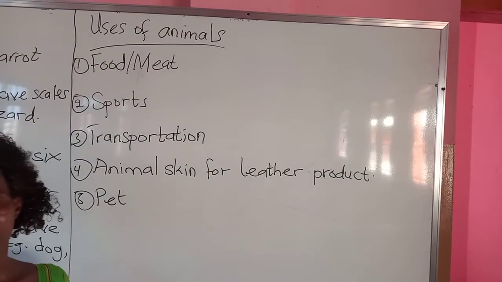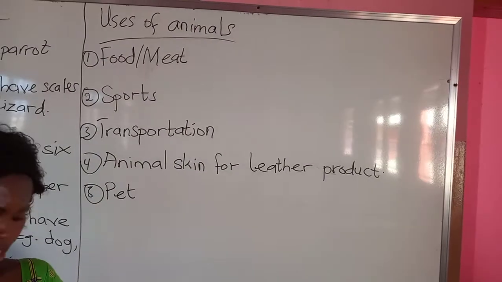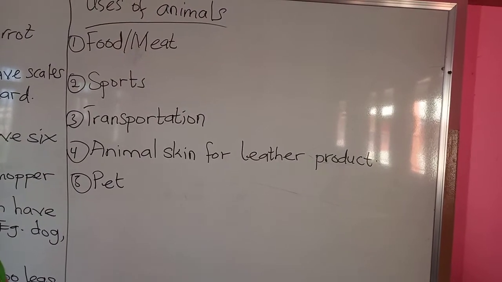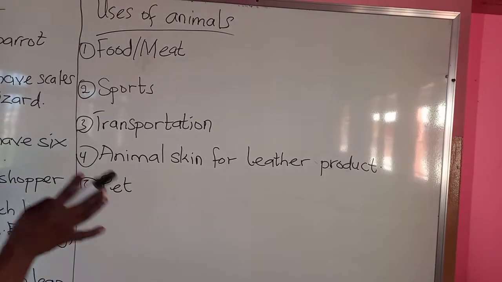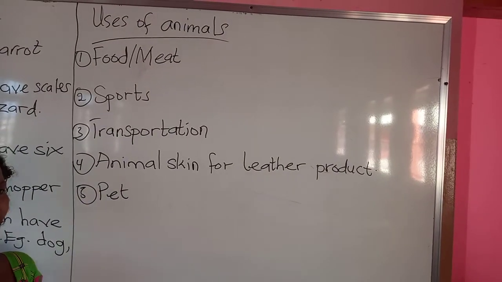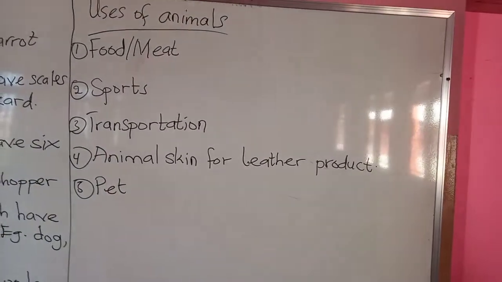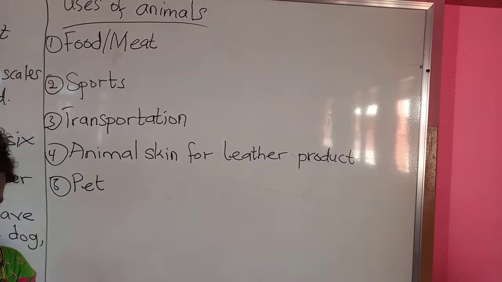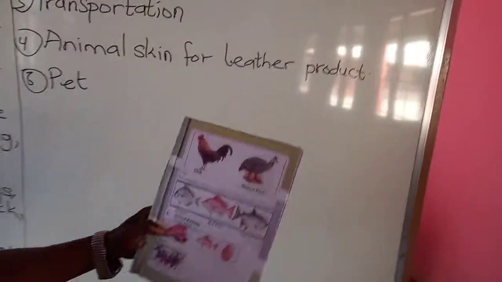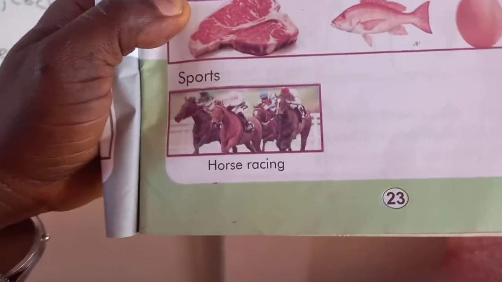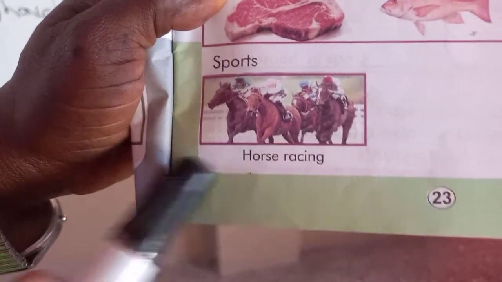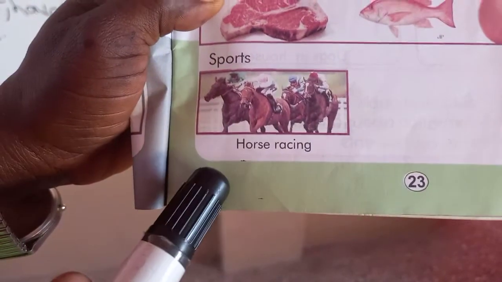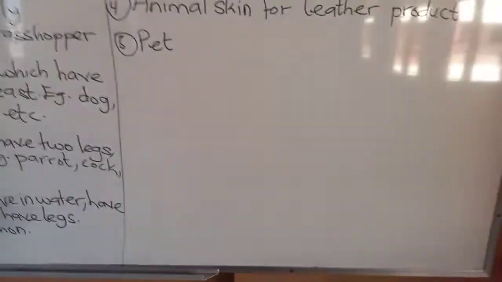We also use them for sports. Animals can be used for sports. Horse racing. Now, sometimes on occasion days at the beaches, you could see horses, people sitting on them, making racing. Let's look at a picture here. You could see them on the horses, competing to see which is the winner.